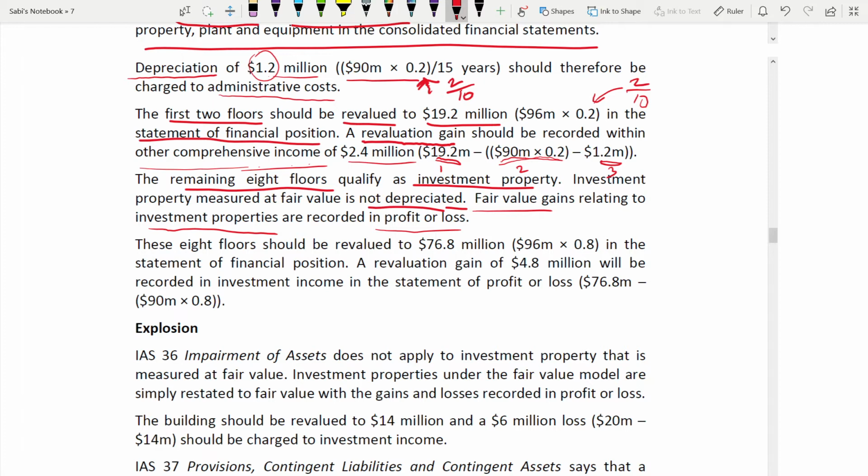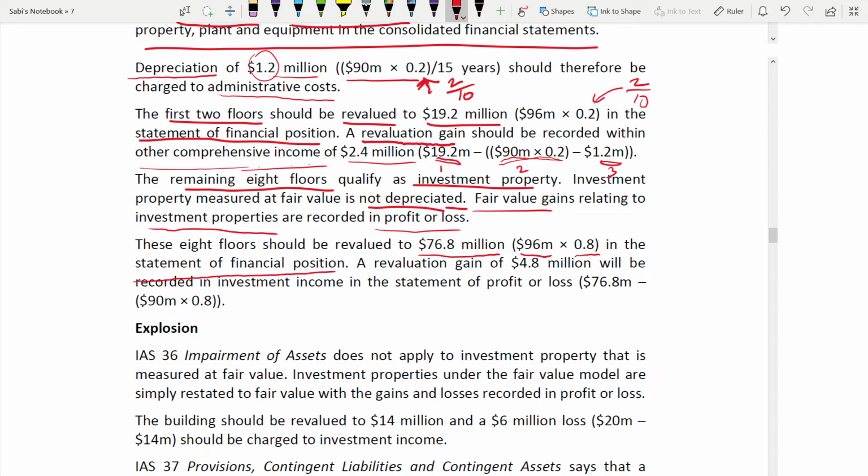Next, revaluation of the 8 floors. So this 8 floors should be revalued to what amount? 76.8 million. How 76.8 million? Before it was 0.2 for the first two floors, now 8 divided by 10, 0.8. 96 only, because this is the revalued amount. In where? In the statement of financial position only it will go, right?